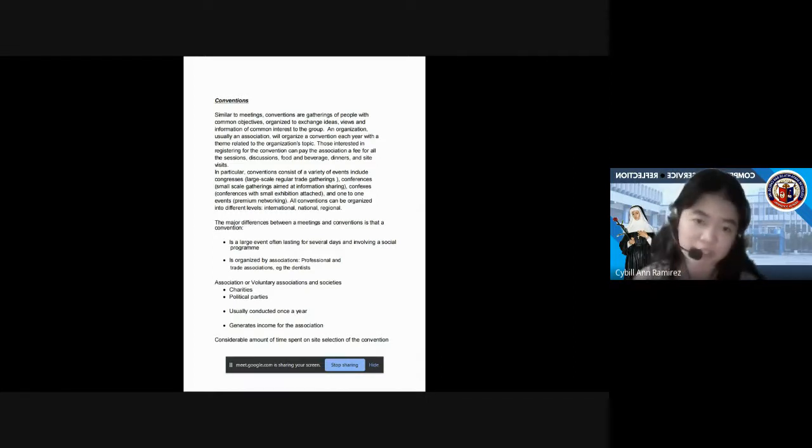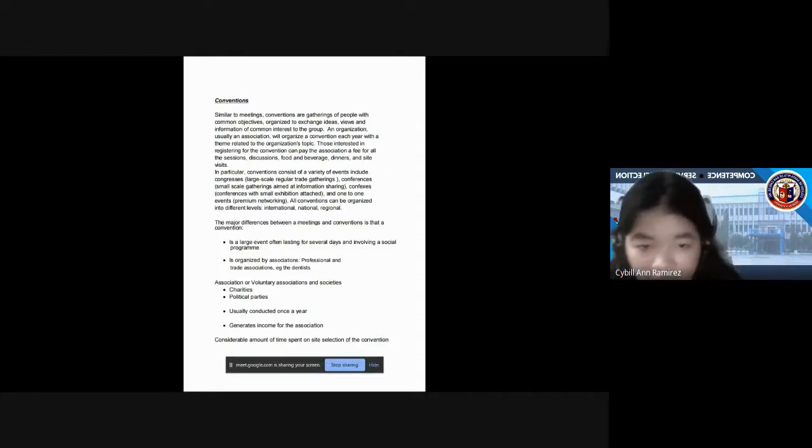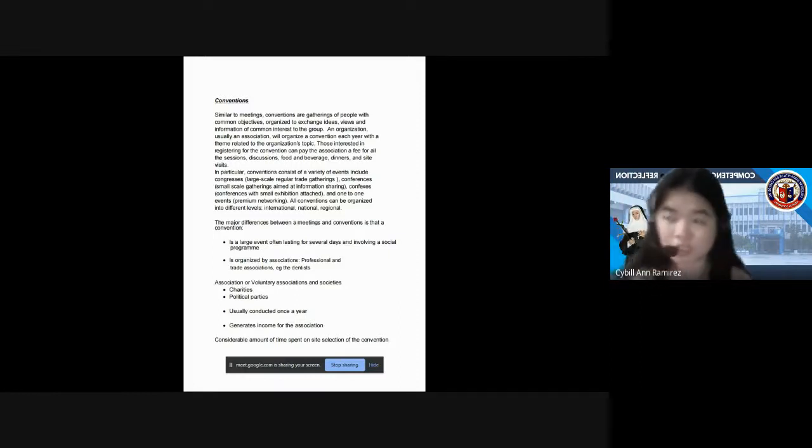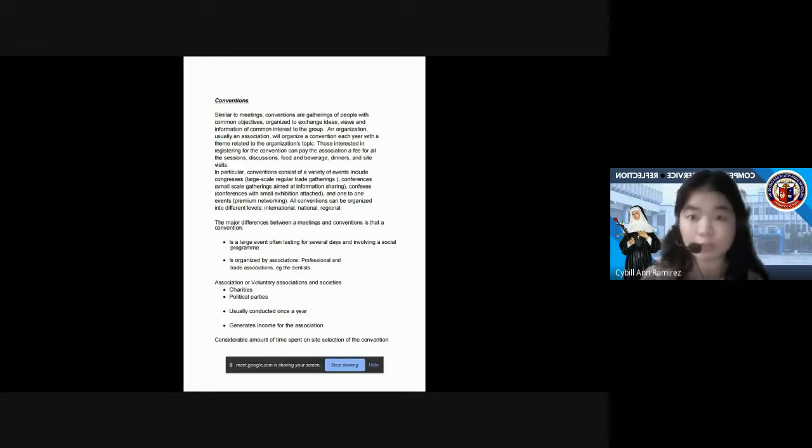Like for example, professional and trade associations, like an association for dentists or teachers. So associations with common interest. Associations are voluntary associations and societies. Sometimes these are organized by charities, political parties, and usually conducted once a year. Others would do it every month, but so far, quarterly is the most frequent time to have a convention. Other than that, it's done once a year.